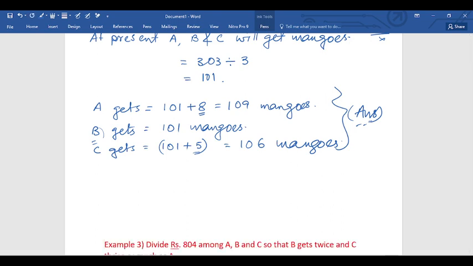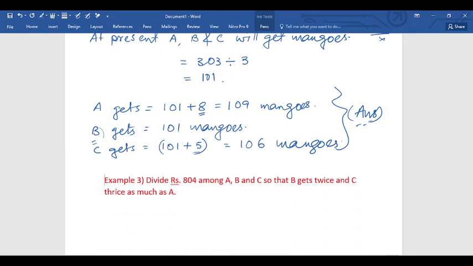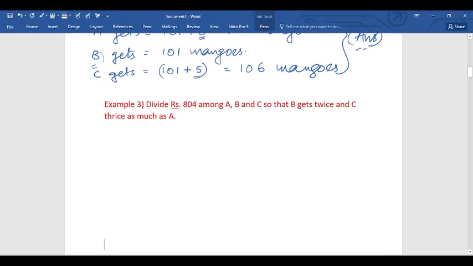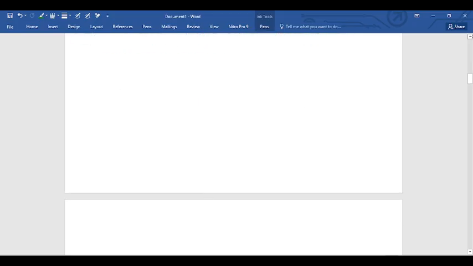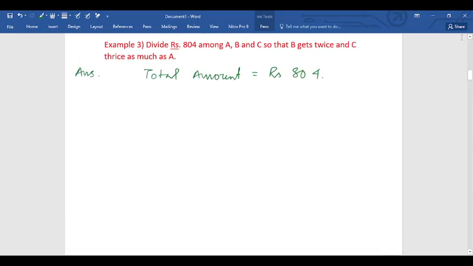Okay, next example 3, which says: divide rupees 804 among A, B and C so that B gets twice and C thrice as much as A. Okay, total amount is equal to rupees 804. Now there have to be 3 shares, A, B and C.